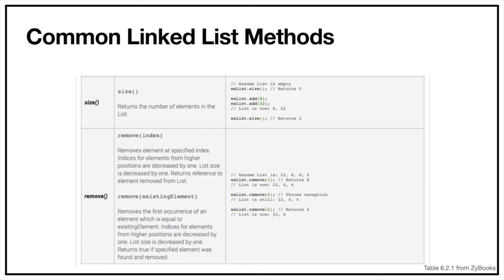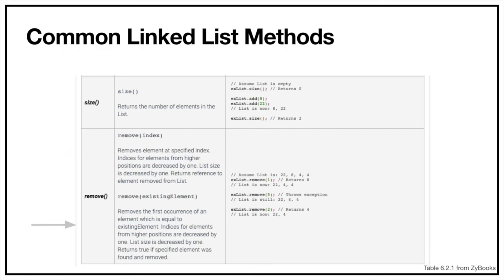Size is another method that basically calculates the total number of elements in the array list or in the linked list. So in both implementations you have the size, and that's very useful. And also the remove, you have two different flavors: the one where you provide the index, or you provide the existing element.